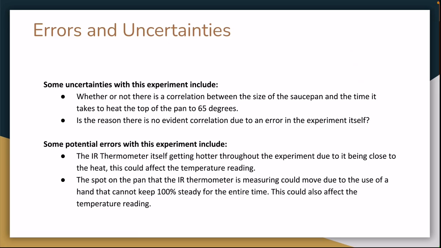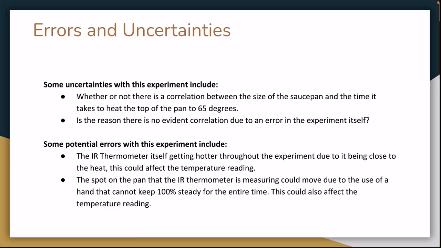Errors and uncertainties. Some uncertainties with this experiment include whether or not there is a correlation between the size of the saucepan and the time it takes to heat the top of the saucepan to 65 degrees, and is the reason there is no evident correlation due to an error in the experiment itself. Some potential errors with this experiment include the infrared thermometer itself getting hotter throughout the experiment due to it being close to the heat, and this can affect the temperature reading.